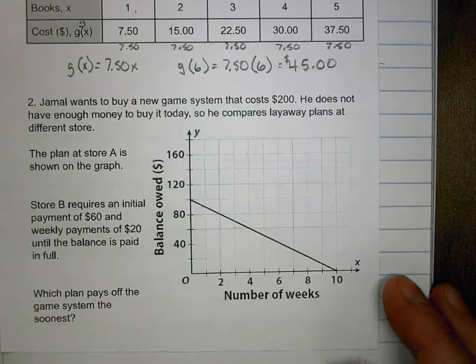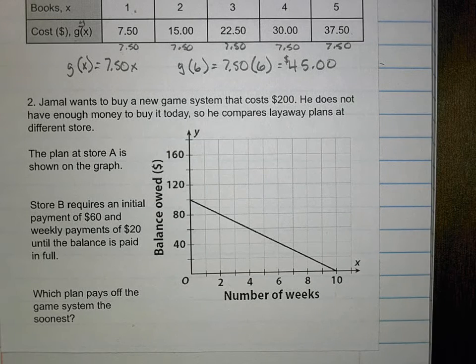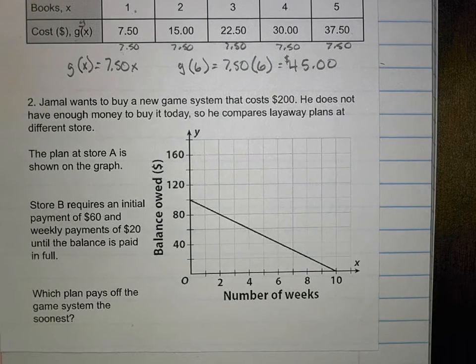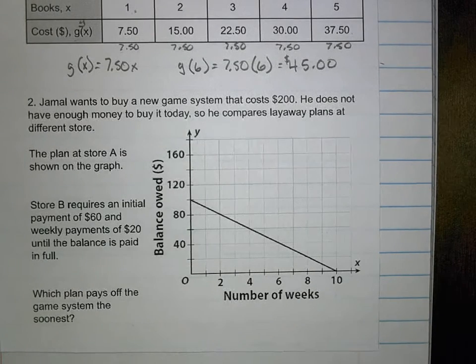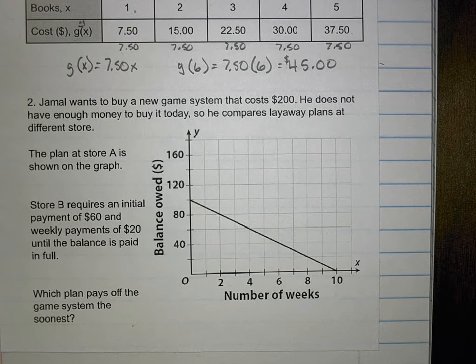Okay, number 2. It says Jamal wants to buy a new game system that costs $200. He does not have enough money to buy it today, so he compares layaway plans at a different store. What's a layaway plan? It takes money off. Where you pay it off.